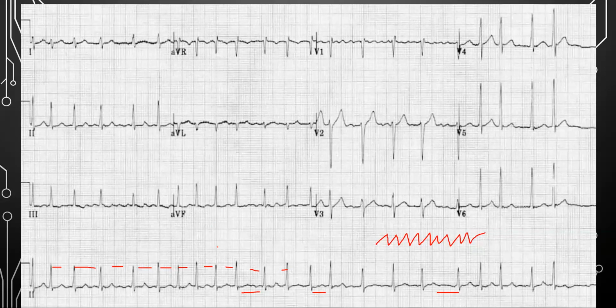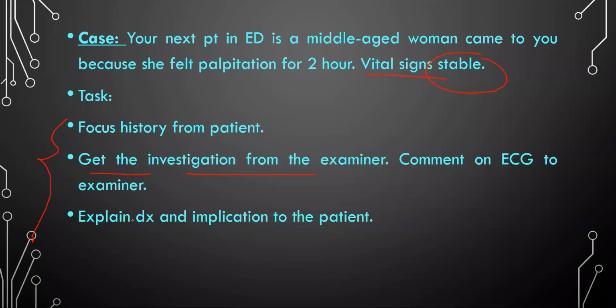So you will obviously use the format: the heart rate is increased, rhythm is irregular, there is no visible P wave, which has been replaced by fibrillatory wave. QRS complex is normal or narrowed, whatever you say, it's fine. There are no ST wave changes, no T wave inversion or changes. QT interval is normal. And then you can say that most likely it is the ECG of atrial fibrillation.